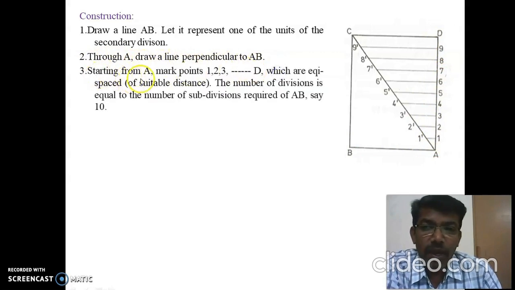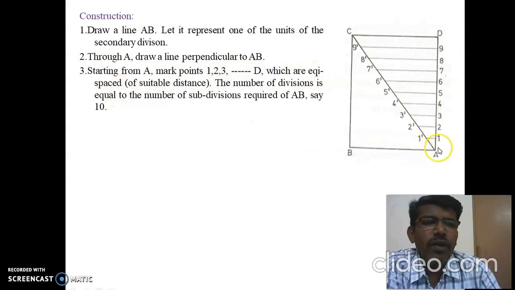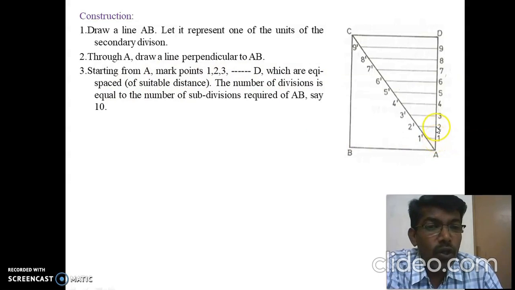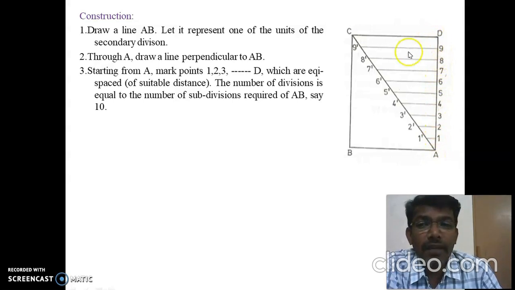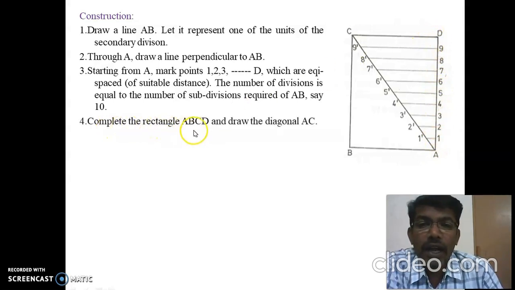Next, starting from A, mark points 1, 2, 3 up to D, at equal distances. Whatever distance you take between A and 1 is your wish, but 1 and 2 should be equal to A1, and 2 and 3 should also be equal to A1. Each and every part should be equal up to D. Complete the rectangle ABCD by drawing parallel to AB from D, and draw the diagonal AC.